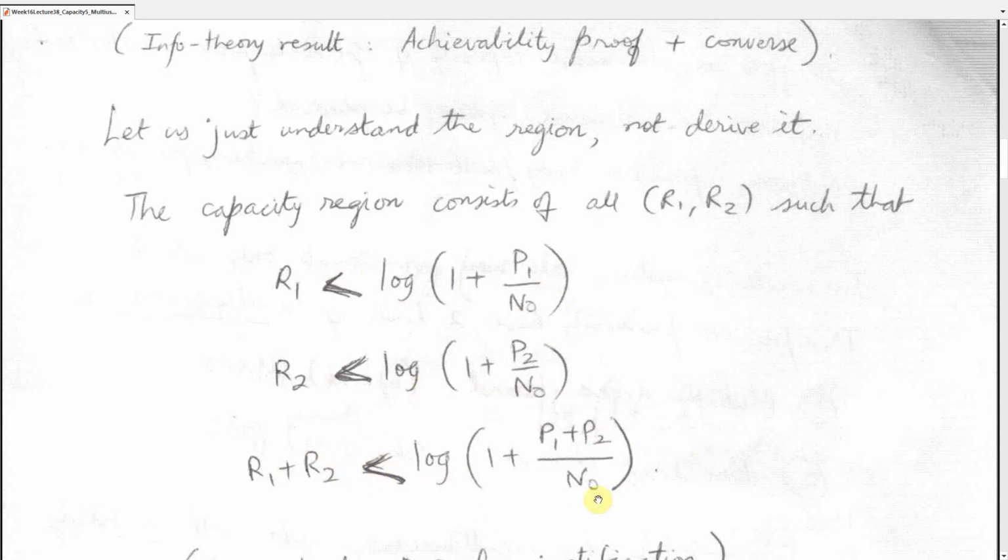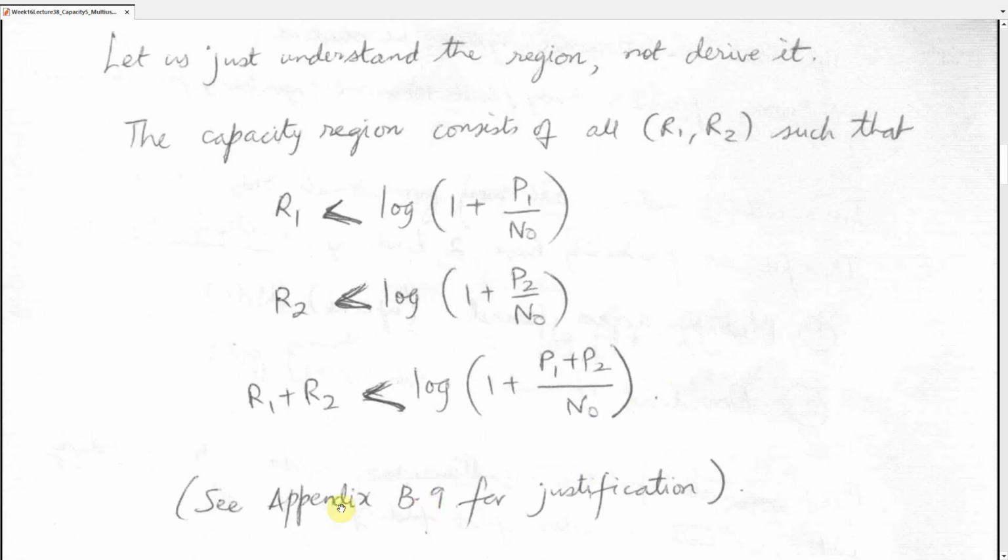Now we have the third condition, which is the sum of the two users, called the sum rate. The sum rate R1 plus R2 should be smaller than log of 1 plus (P1 plus P2) over N0, in which P1 and P2 are added together. These are the power constraints of user 1 and user 2. So we have single user signal to noise ratios. We can call this SNR1 and this SNR2, but this SNR is different. It is kind of SNR1 plus SNR2.